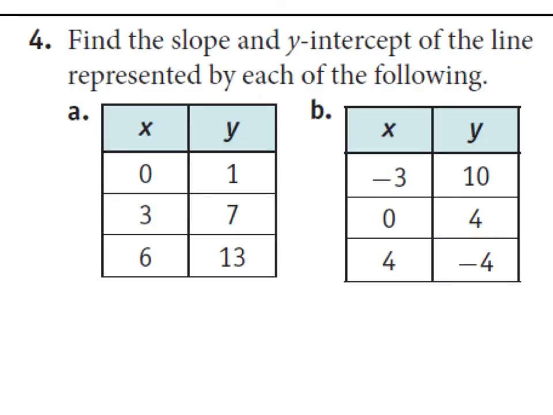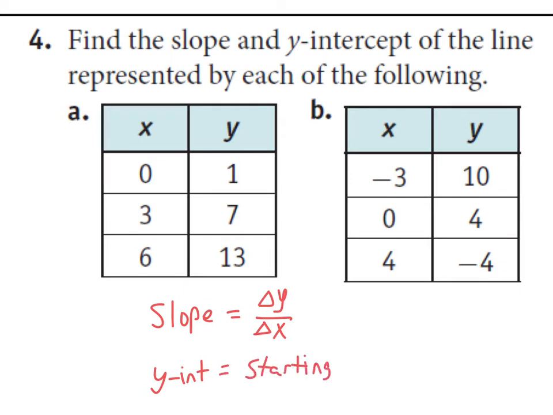So the slope again, let's just write the formulas down. The slope will be the change in the y values over change in x. It's always that way. And then the y-intercept is going to be the starting value. What that means for us is that it's the y value when x is 0. Because when x is 0, that's kind of where things start, right?